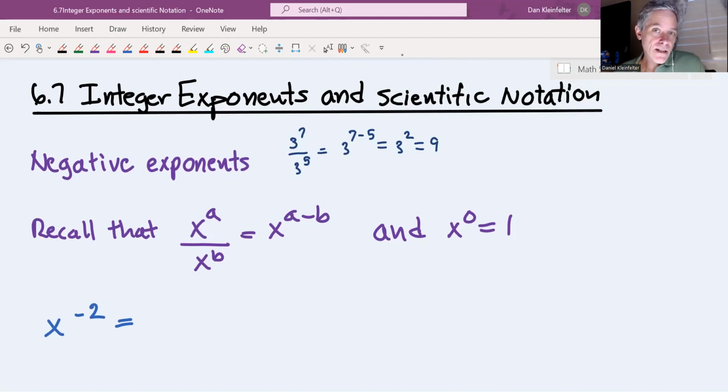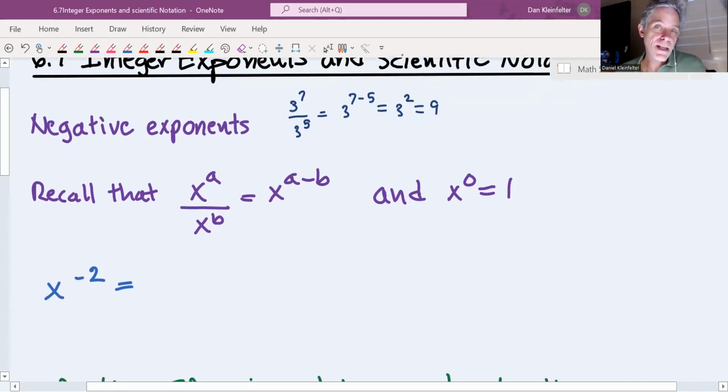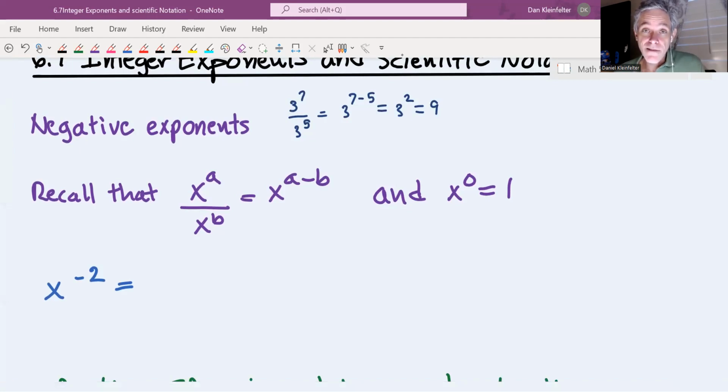And the second thing is that, assuming the base is not 0, if you have a number raised to the 0th power, that equals 1. So with that in mind, we want to come up with a meaning for x raised to the minus 2 power. If we want something new consistent with the rules we already have, then whatever x raised to the minus 2 power is, that should be the same as x raised to the 0 minus 2 power, because 0 minus 2 is negative 2. And that's just how negative numbers work.